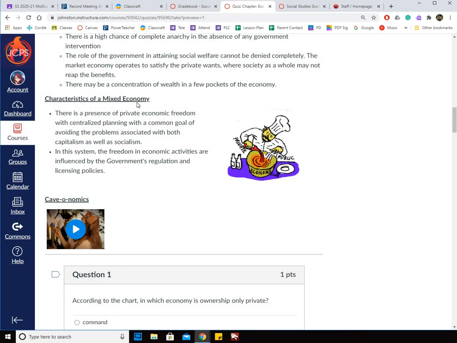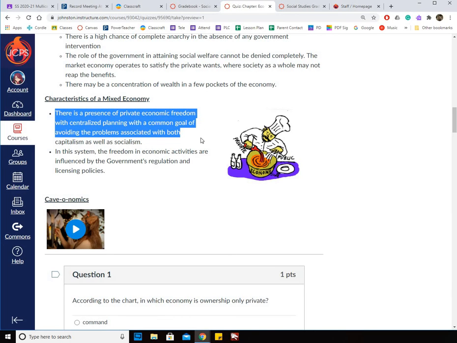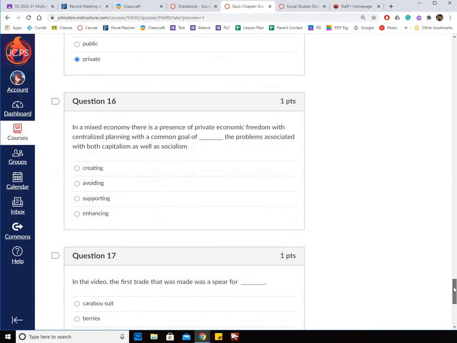And then we've got characteristics of a mixed economy. There is a presence of private economic freedom with centralized planning with a common goal of avoiding the problems associated with capitalism as well as socialism. So, number 16 is avoiding.